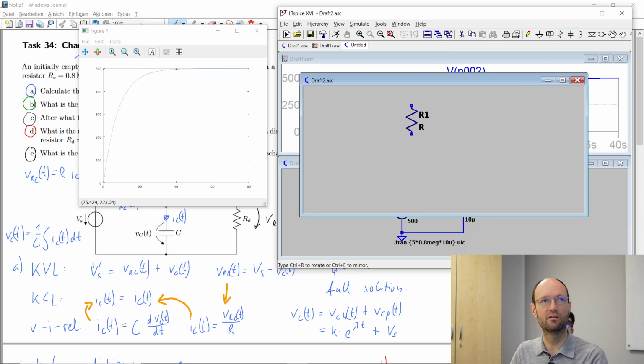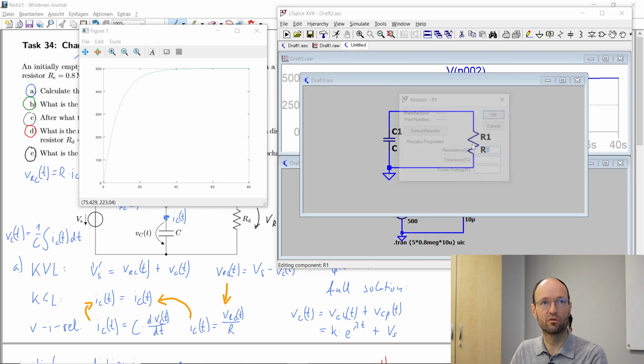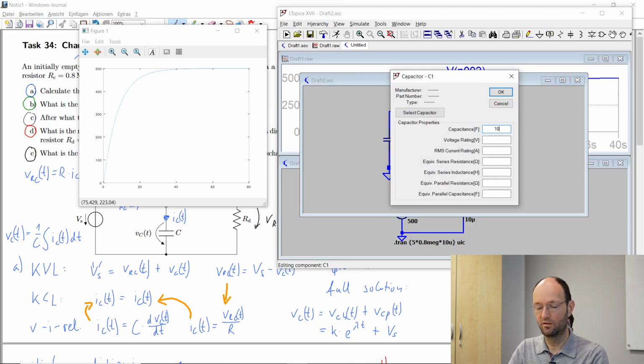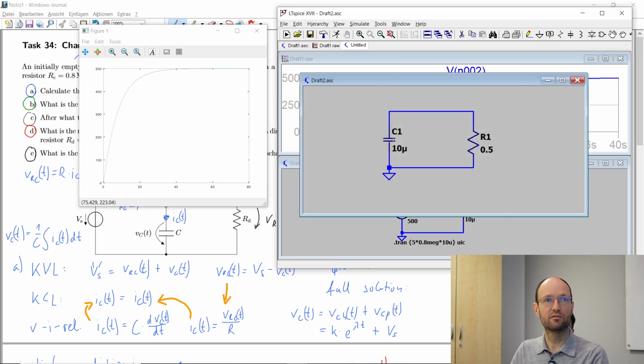Okay, so this would be charging, and then I say we want to have a new schematic, and in the new schematic we just use the discharging resistor and the capacitor and some ground symbol and just wire them together. And so the discharging resistor was much smaller, just 0.5 ohm, and the capacitor is still 10 microfarad.